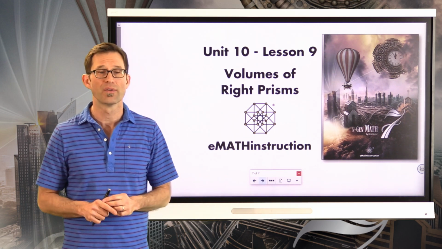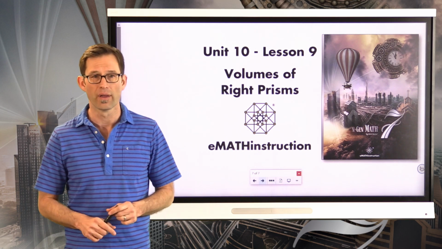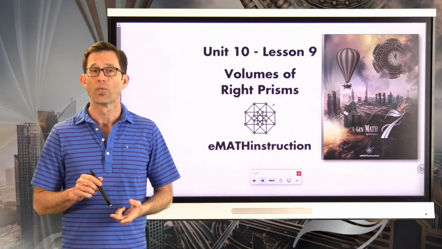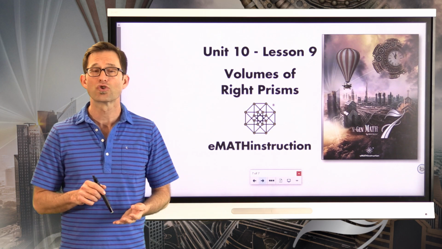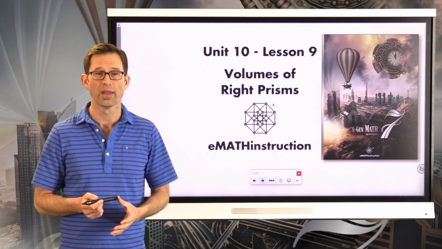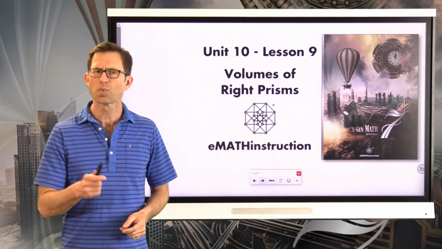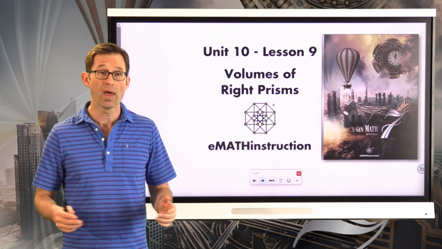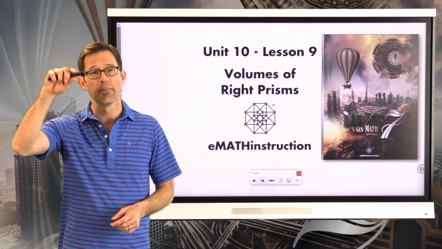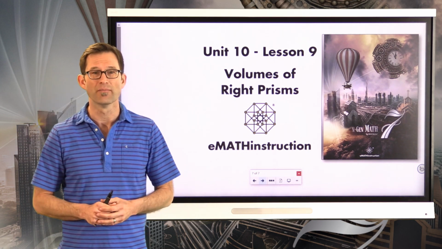Now don't get me wrong, there's only a few things you can really find the area of. Those are squares, rectangles, parallelograms, triangles, and trapezoids, right? So we're not going to give you a pentagon as a base unless we tell you the area of that pentagon, and then you would just take that area, multiply it by the height, and you would get the volume.